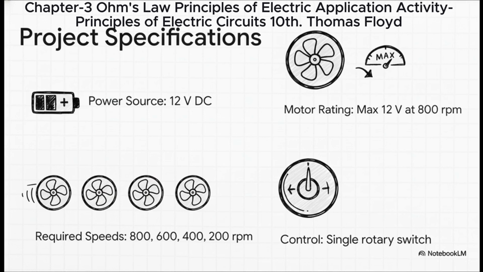So here's the nitty-gritty. We're working with a 12-volt supply. The fan, when it gets the full 12 volts, spins at its maximum speed of 800 RPM. But our client wants options. They need 4 distinct speeds: 800, 600, 400, and 200 RPM. So our main task is to find the 3 resistor values that'll nail those lower speeds perfectly.